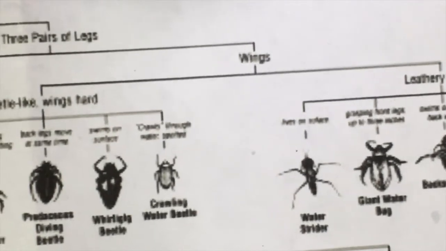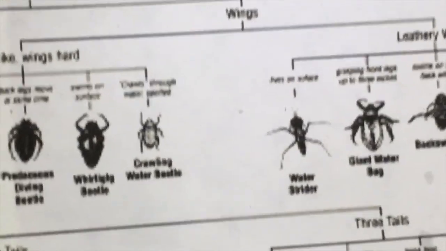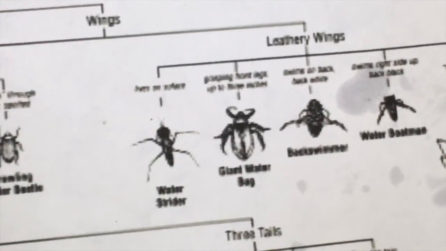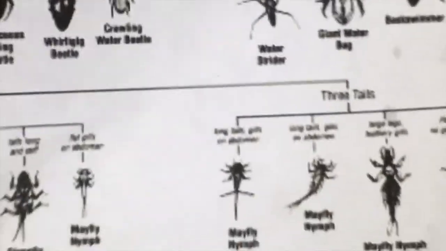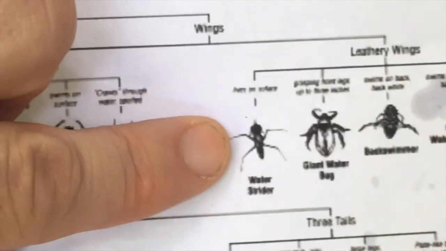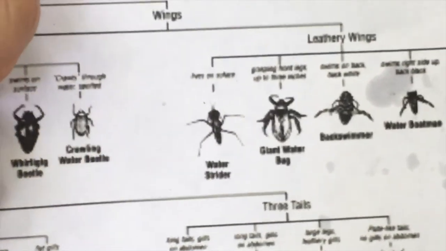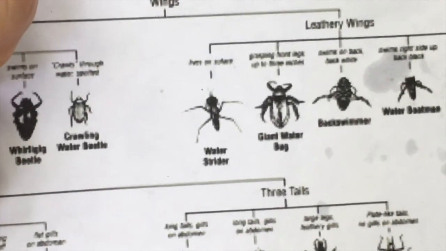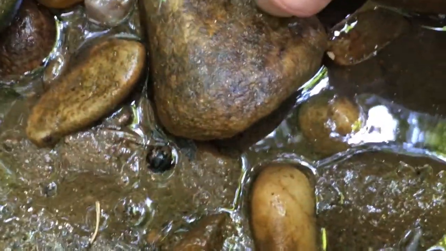You go to wings, and then you can see right there, there's this animal which has got leathery wings called the water strider. If you look at that, that looks exactly like what we just saw, with the 4 points of contact. Cool. So as well as looking on rocks, looking underneath the rocks.